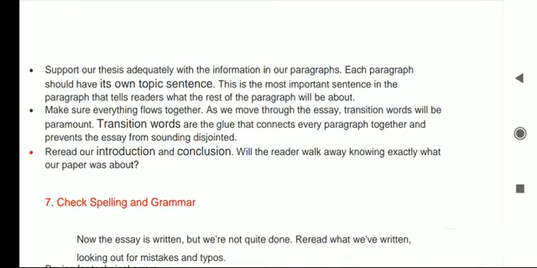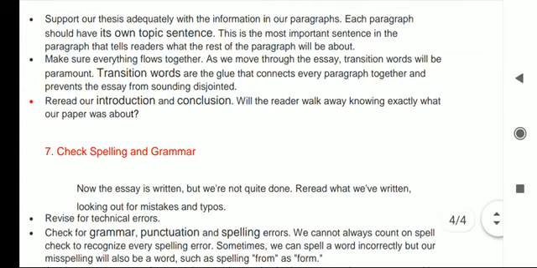This is the most important sentence in the paragraph that tells readers what the rest of the paragraph will be about. Make sure everything flows together. As we move through the essay, transition words will be paramount. Transition words are the glue that connects every paragraph together and prevents the essay from sounding disjointed. Read our introduction and conclusion. Will the reader walk away knowing exactly what our paper was about?